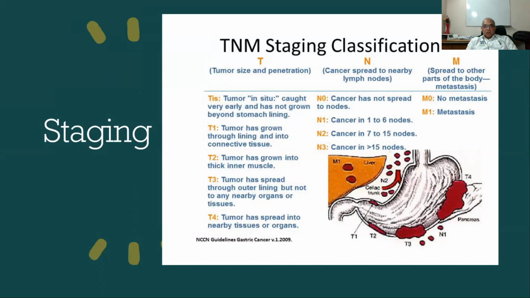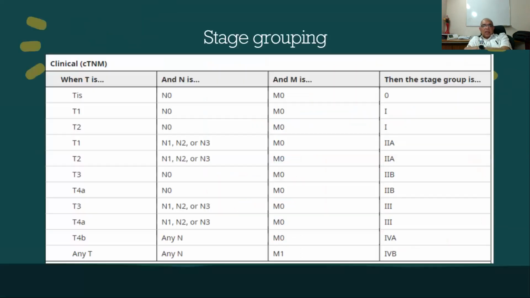And depending on the number of nodes that are involved, you can have an N1, N2, or N3 disease. And of course, the metastasis, if there is a metastasis, it's called M1 disease. And this is the stage grouping, as you can see. So, any lesion which is up to T2, that means it's gone through the muscle layer, but where there's no nodes and no metastasis is called stage 1 disease.